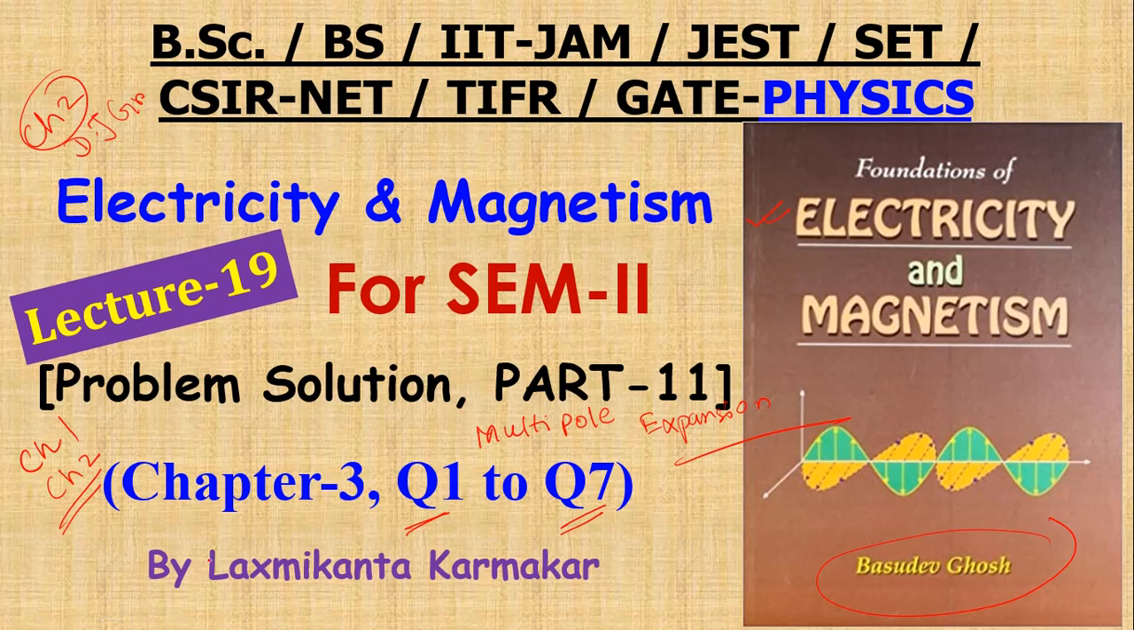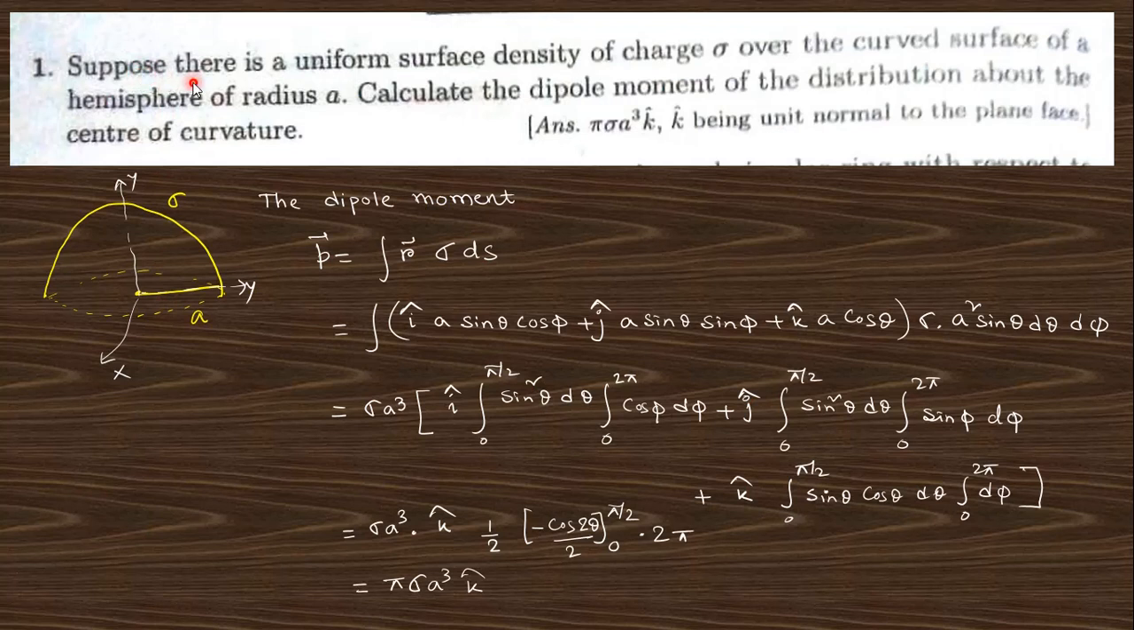So let's start with question number 1, which says: suppose there is a uniform surface charge density sigma covering the surface of a hemisphere of radius a. This is a hemisphere with surface charge density sigma and radius a. Calculate the dipole moment of this distribution about the center of curvature. So this is the center of curvature, and about this we need to find the dipole moment.